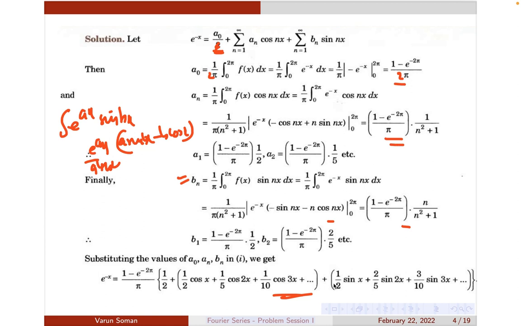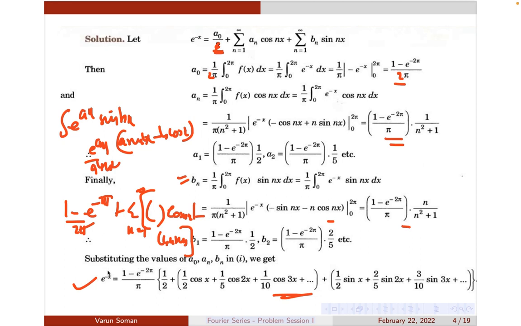So for the final answer, you have to substitute this value. You know the value of a naught. So when you write the final answer, it is 1 minus e raised to minus 2 pi by 2 pi plus sigma n is equal to 1 to infinity. Write down the value of a n cos nx plus write down the value of b n sin nx, and keep it in a big bracket, because sigma is valid for both the terms. Okay, so that is it. If you want, you can simplify also, but that is enough. Okay, I hope it is clear.